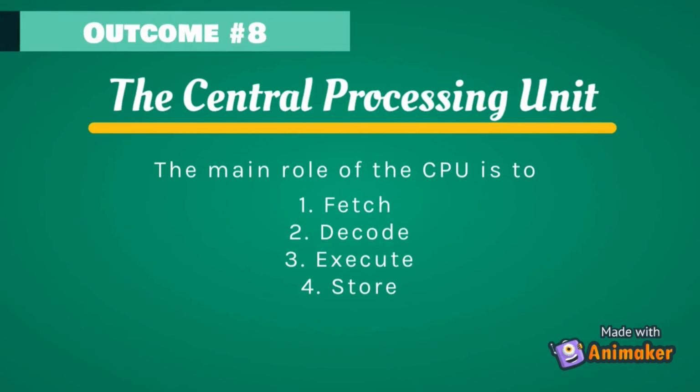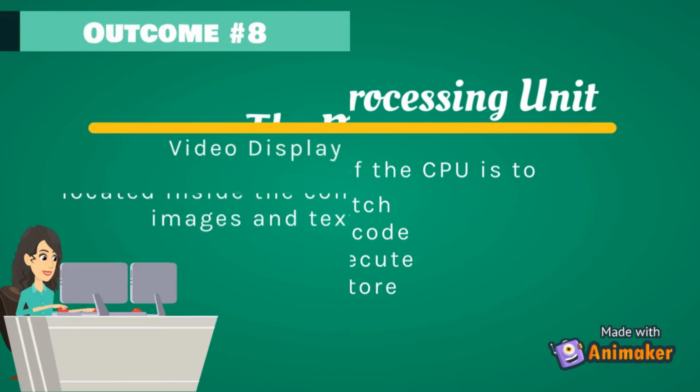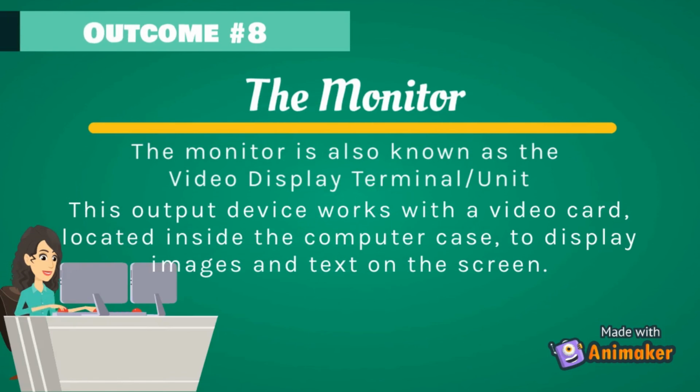The main role of the CPU is to 1. Fetch, 2. Decode, 3. Execute, and 4. Store. The monitor. The monitor is also known as the video display terminal or unit. This output device works with a video card located inside the computer case to display images and text on the screen.